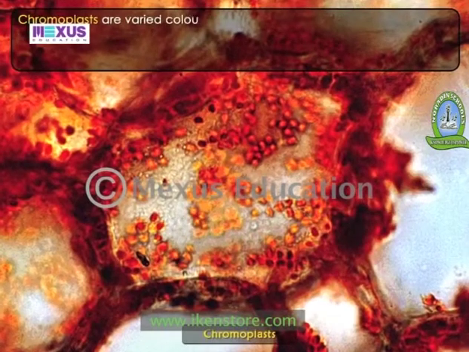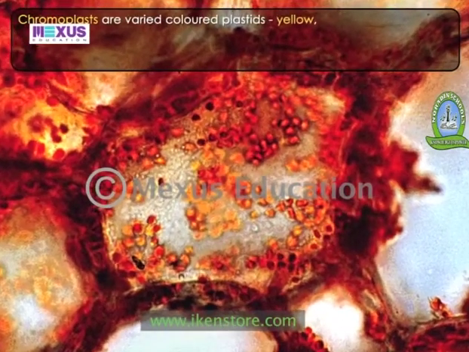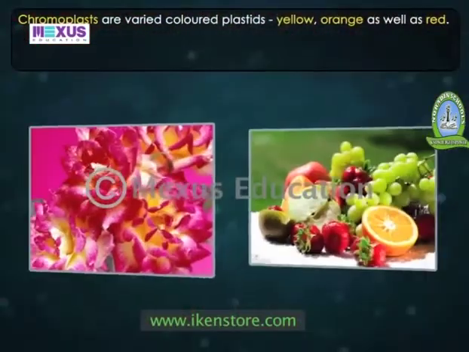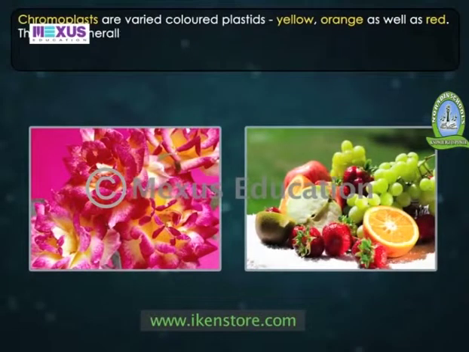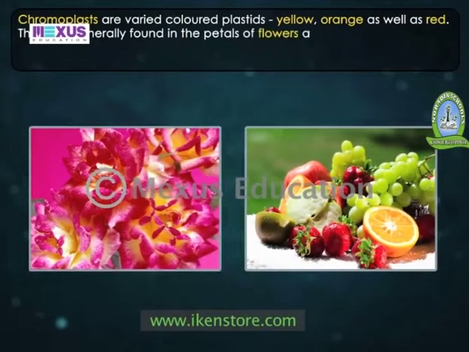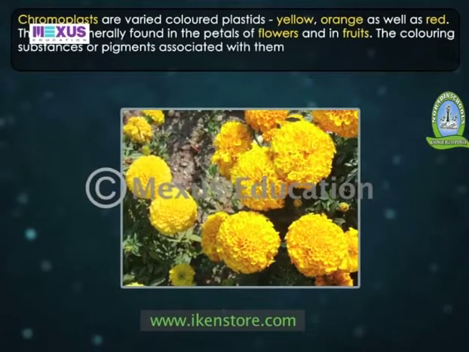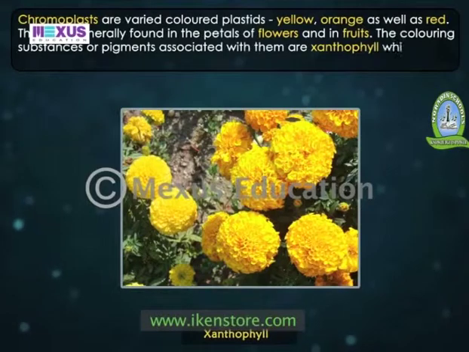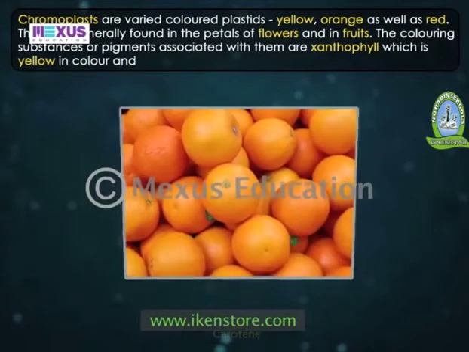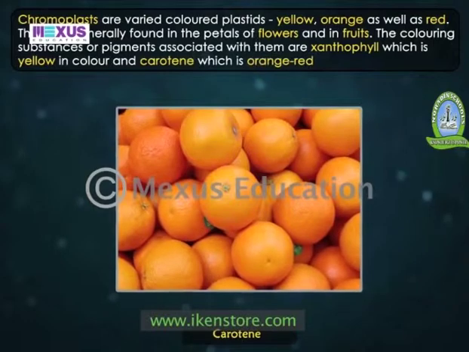Chromoplasts are varied colored plastids: yellow, orange, as well as red. They are generally found in the petals of flowers and in fruits. The coloring substance or pigments associated with them are xanthophyll, which is yellow in color, and carotene, which is orange-red in color.